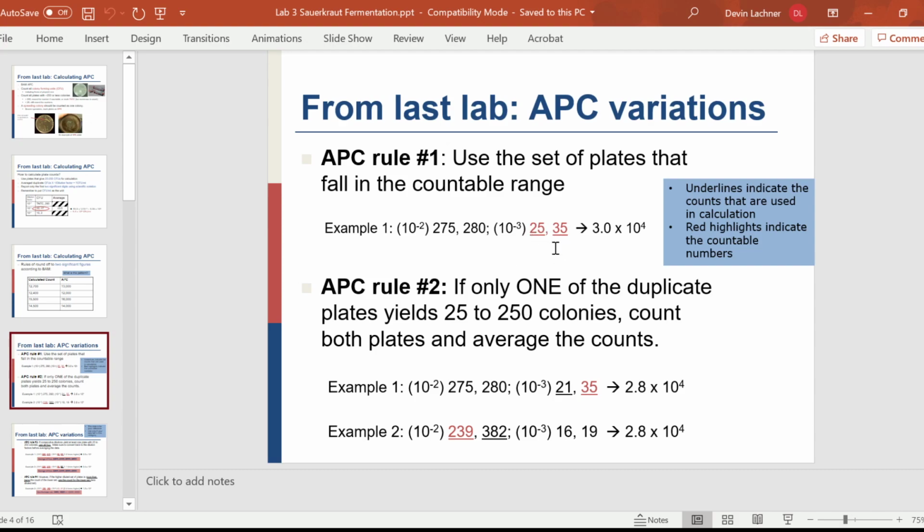So we add them together, and then we get our average. So 25 plus 35 is going to give you 60. Then you divide that by 2, will give you 30. And then since this is 10 to the negative 3, this is going to be 3.0 times 10 to the 4.